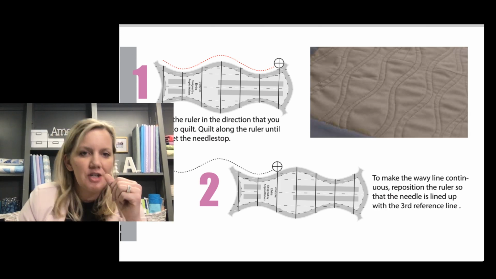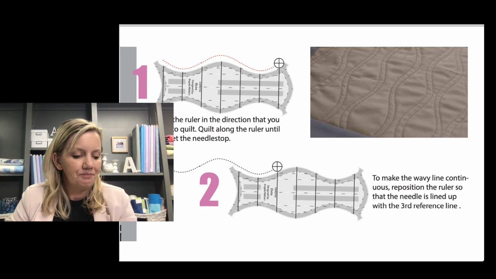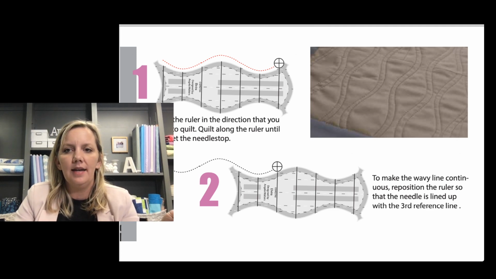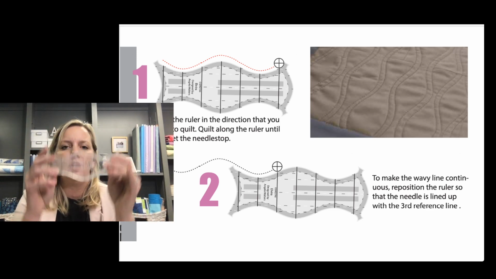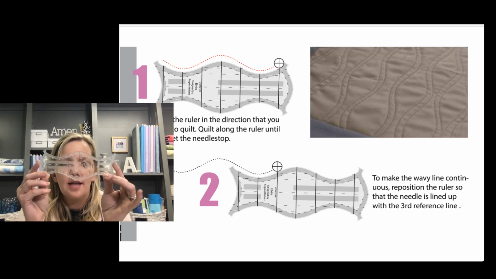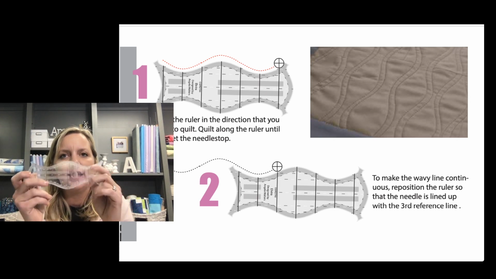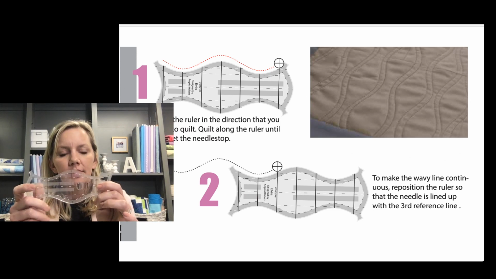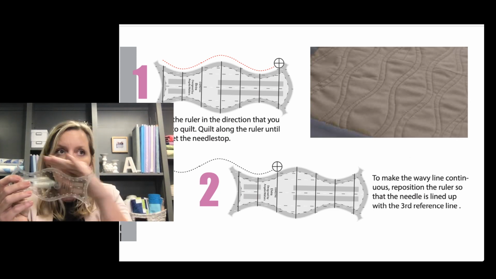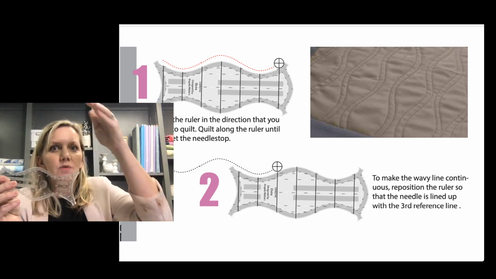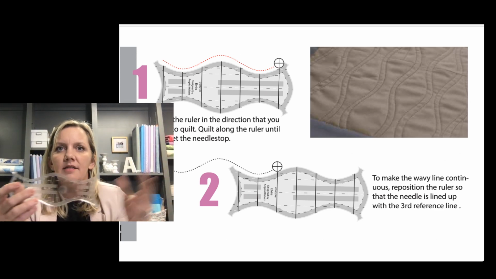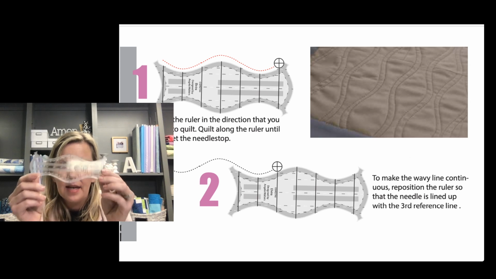Okay, so let's talk about Elvira real quick. There were some questions about the lines on Elvira. I'm going to pause one second, make sure you can see. Okay, so the lines on Elvira, or let me back up. Let's say you have a ruler that's not a repeating wave. Most wavy rulers will, if you quilt end to end, make a nice repeating wave. That's great. Some don't. This one doesn't because I wanted it to be versatile.